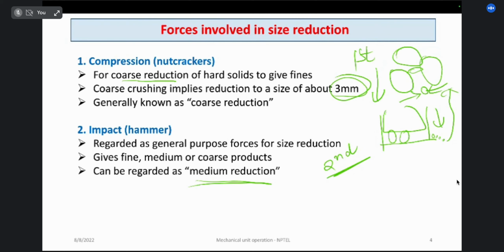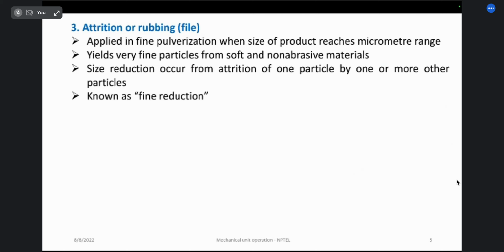But in this impact force, we get fine, medium and coarse particles, with a medium amount of product having a very high fraction in your product. Now the third will be attrition or rubbing. This is the force which you are applying for getting a very finer size product.